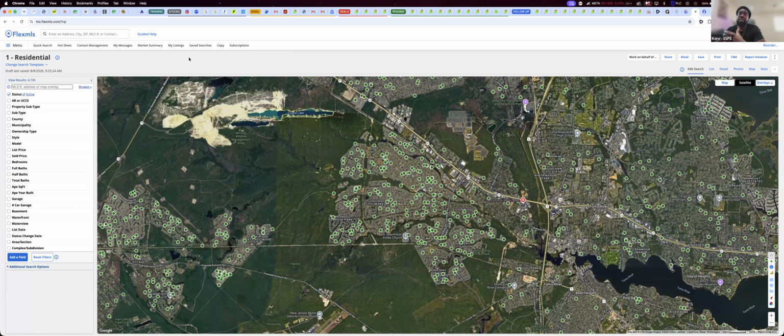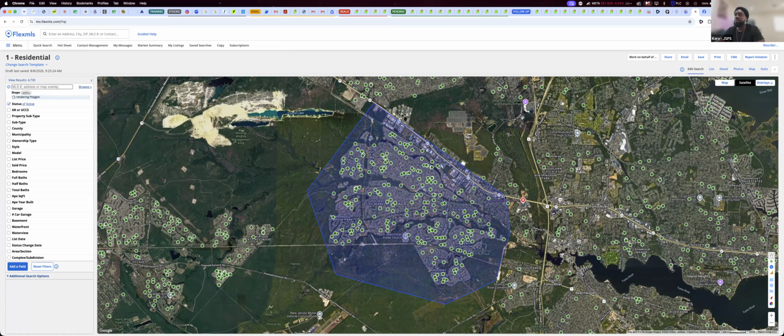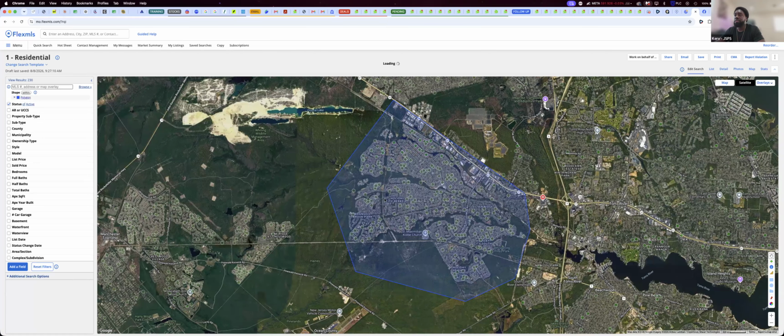When I come into the Flex MLS, what I like to start out with first is Quick Search. From there, Quick Search takes me to this map view. Typically, I'll put in the address of the property, but I don't want to disclose the address I'm working on, so I'm not going to do it for this video. For the most part, I'm going to draw boundaries around the area that I want to deal with.